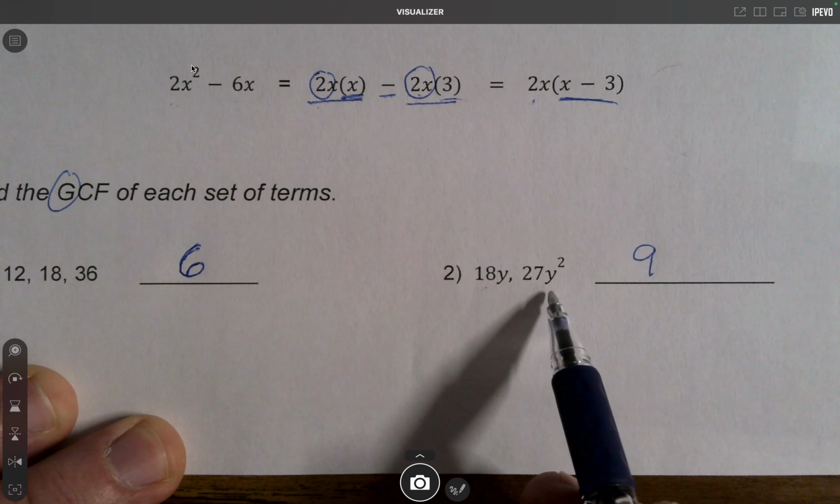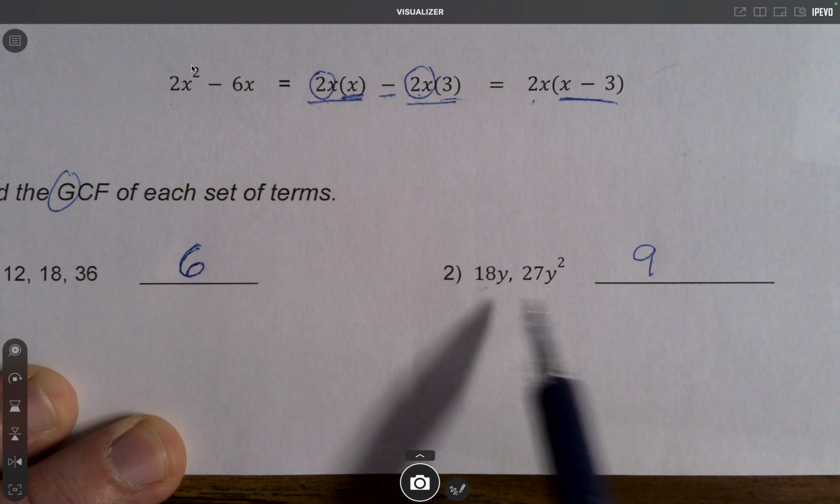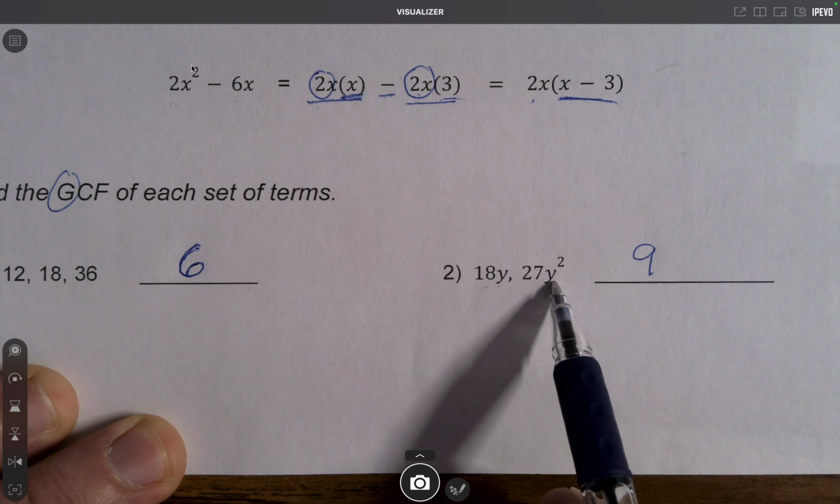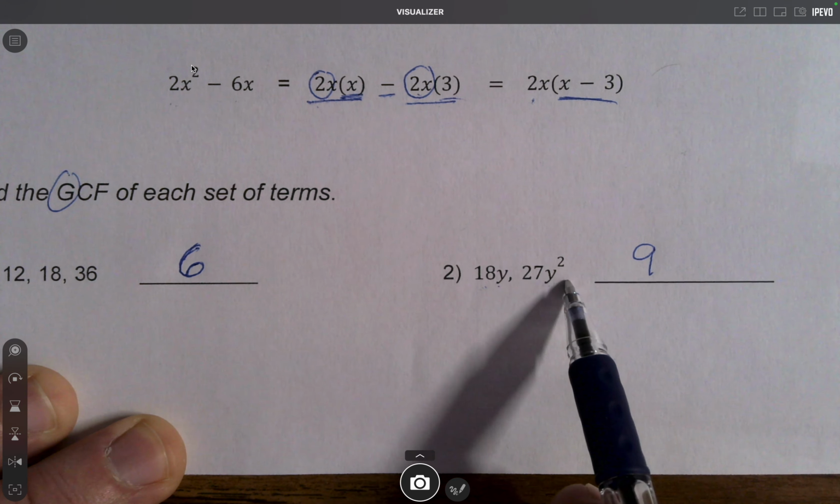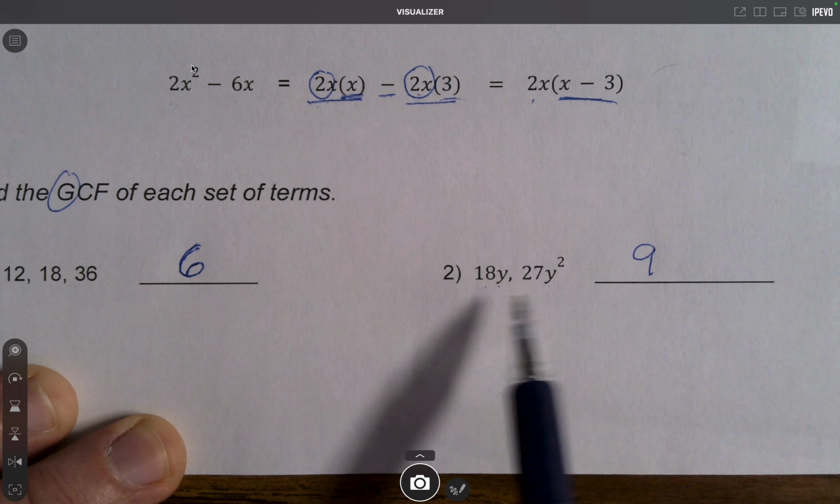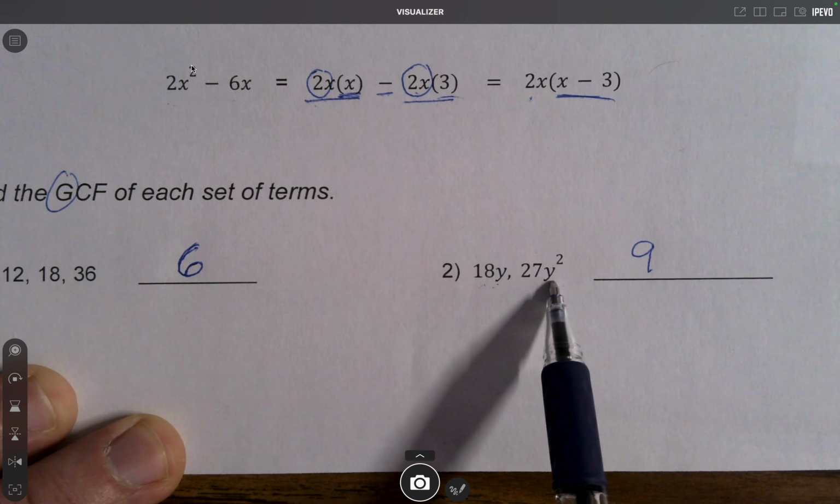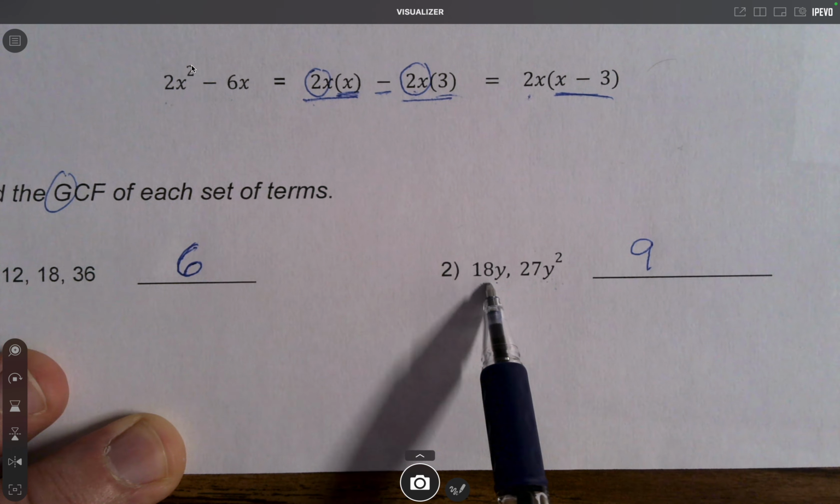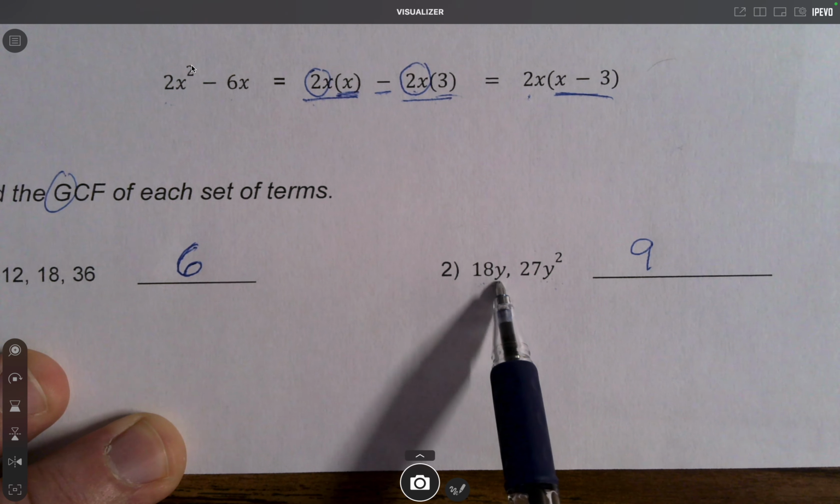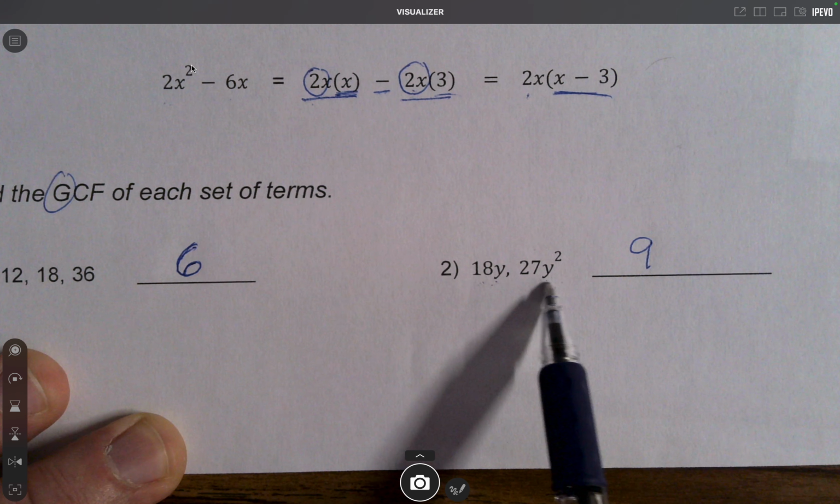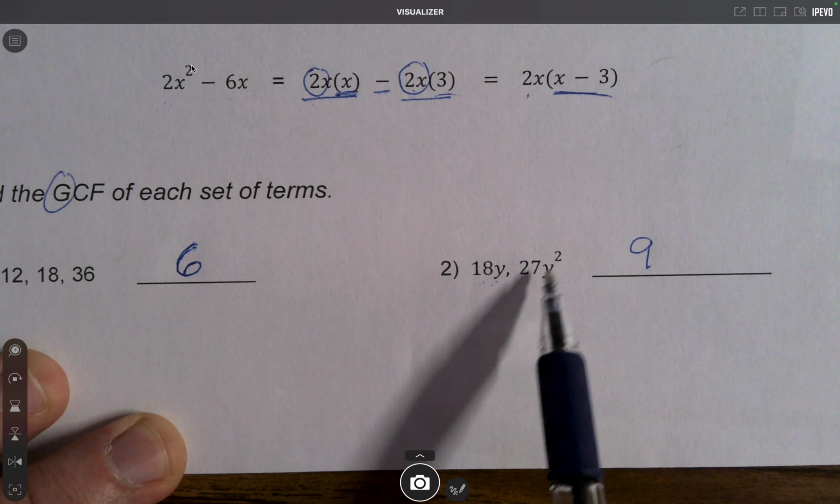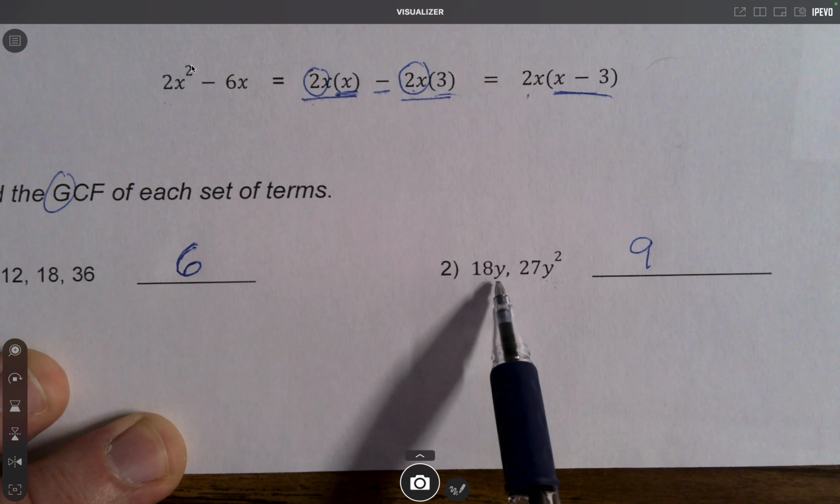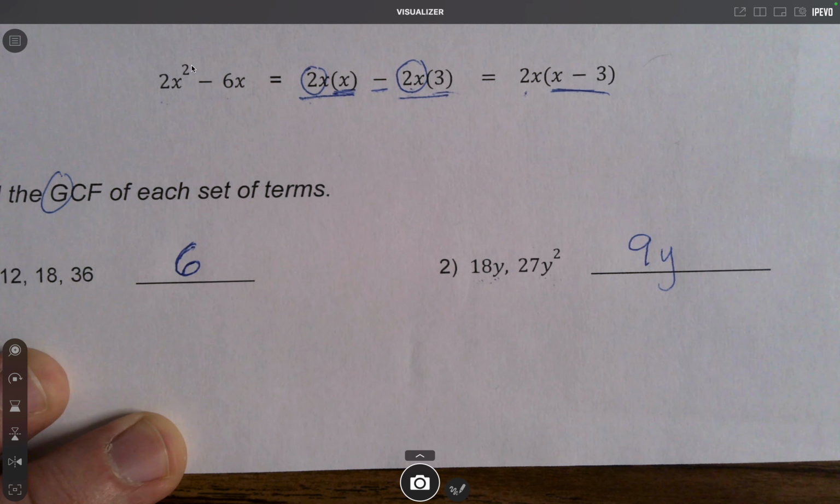Then we look at the variables. So they do both have y's. This one has 1 y and this one has 2 y's. And by 2 I mean it's y times y, because that's what y squared means. But we can only take out as many as they each have. So this one does have 2, but I can't take 2 away from both of them. So I can only take 1 away from both of them because this one has 1, this one has 2. So whenever there's multiple exponents, you always pick whatever the smallest exponent is for that variable. So we can only take 1 y away from both of them. So 9y is the greatest common factor.